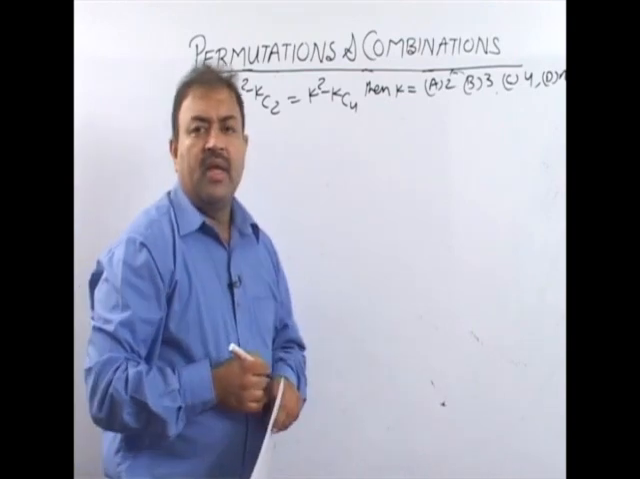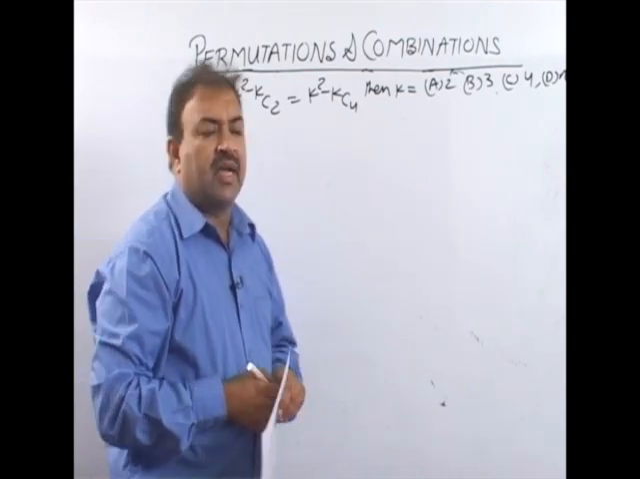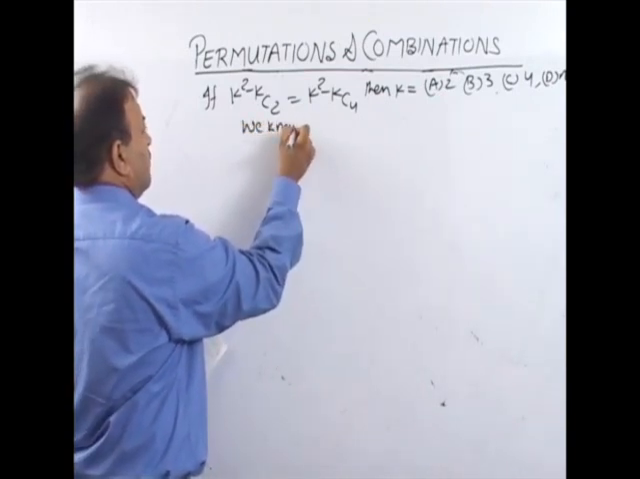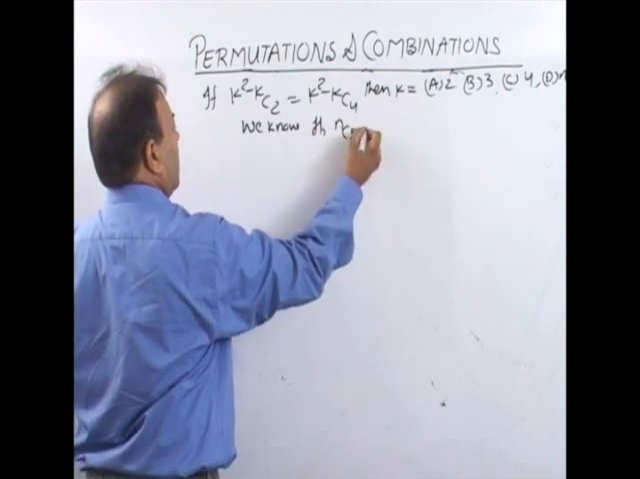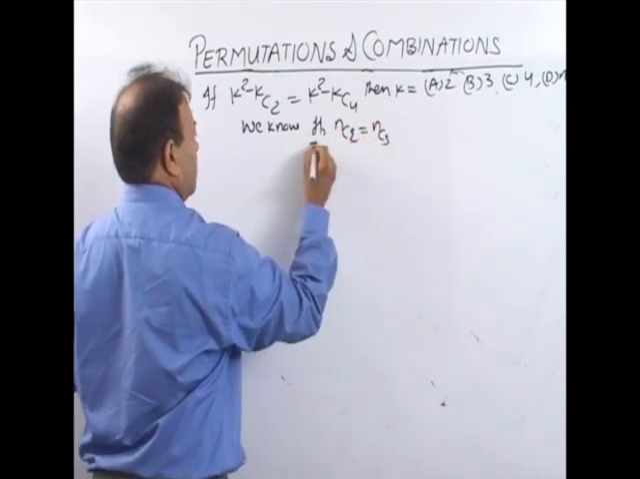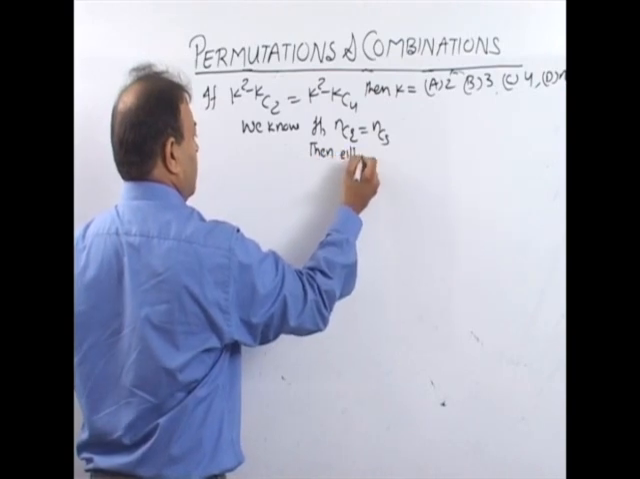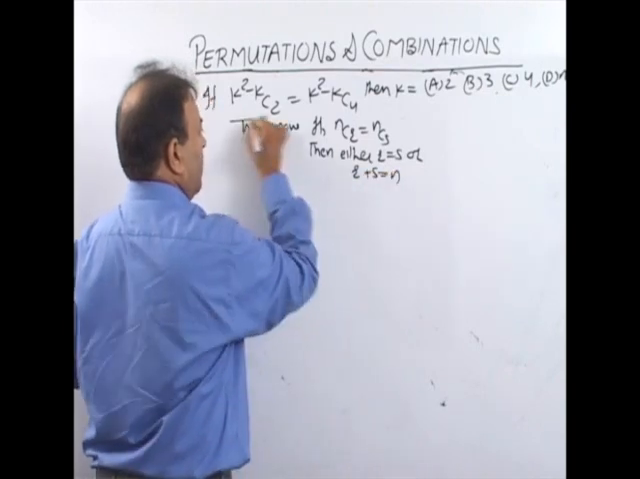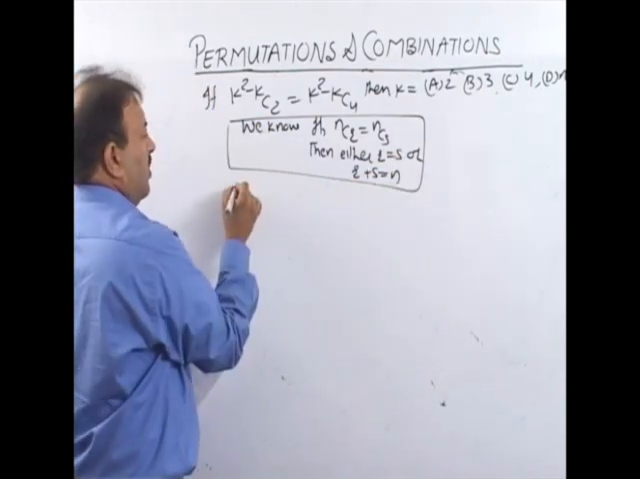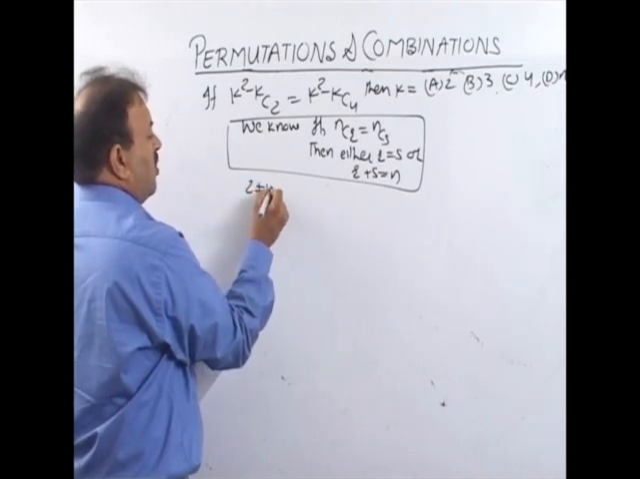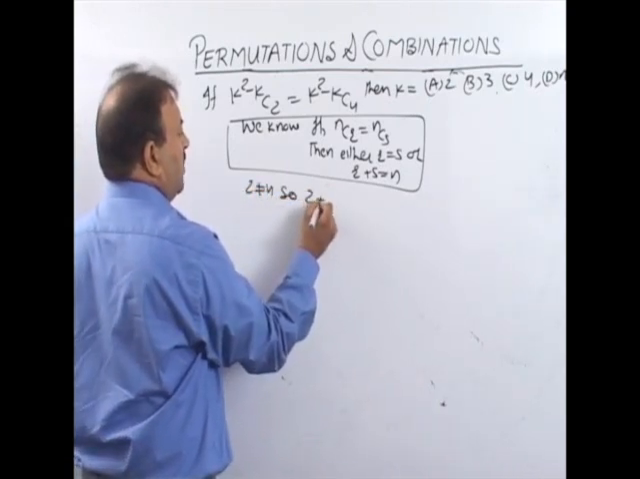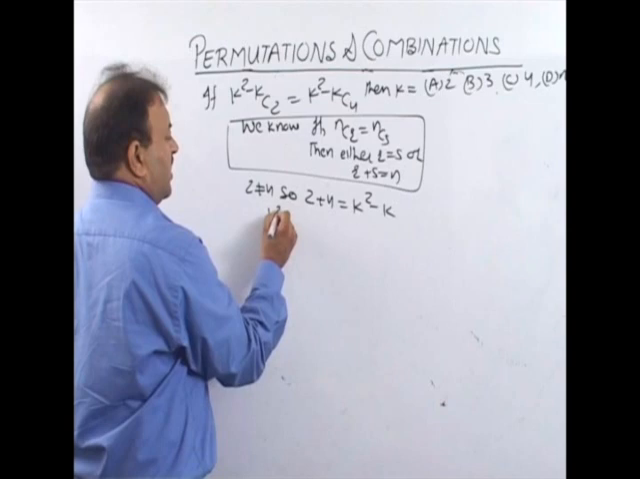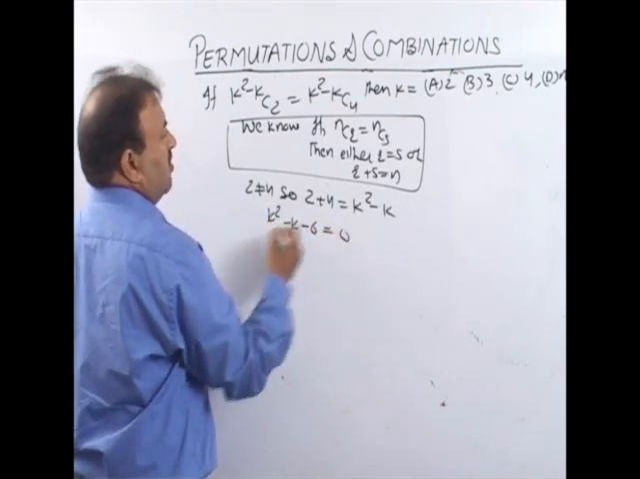Now, in the last lecture we did the method to simplify this. What was the method to simplify? We know if nCr is equal to nCs, then either r is equal to s or r plus s is equal to n. So here 2 can't be equal to 4, so 2 plus 4 must be equal to k square minus k. That means k square minus k minus 6 is equal to 0.